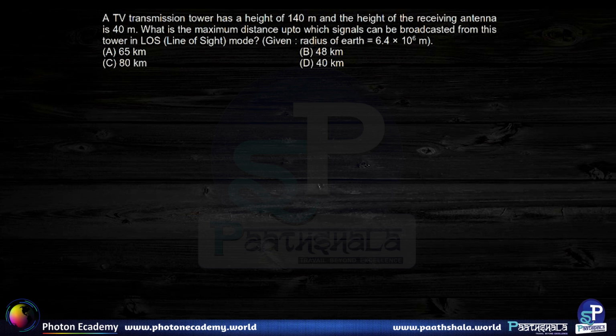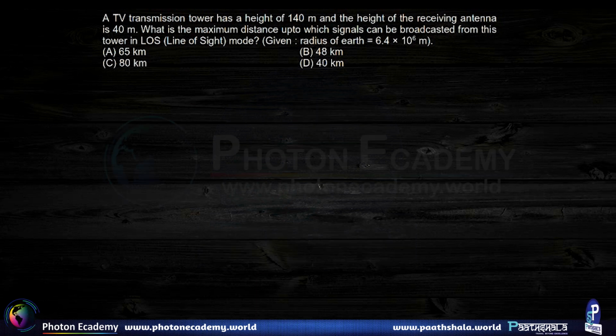A TV transmission tower has a height of 140 meters and the height of the receiving antenna is 40 meters. What is the maximum distance up to which signals can be broadcasted from this tower in line of sight mode?